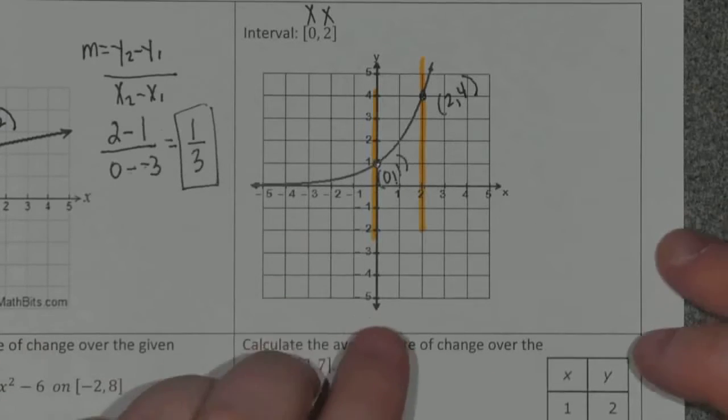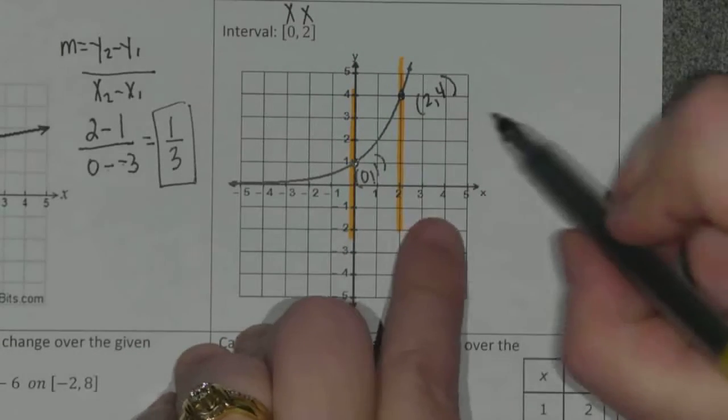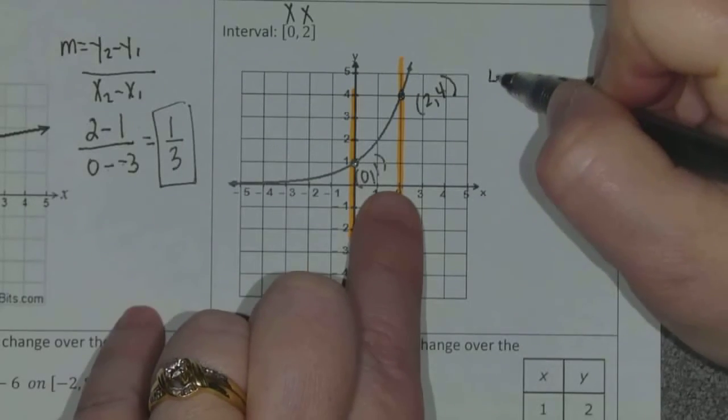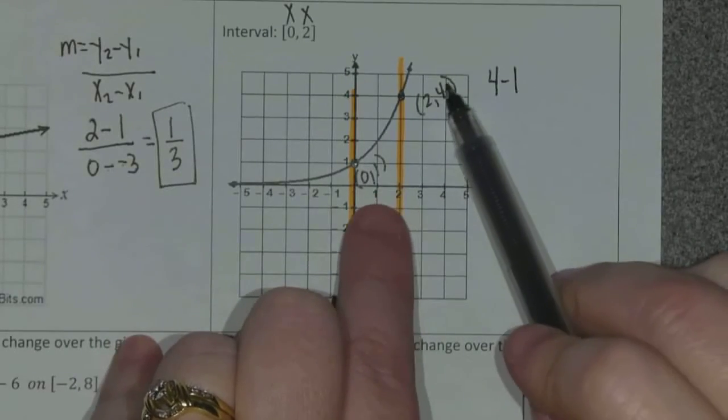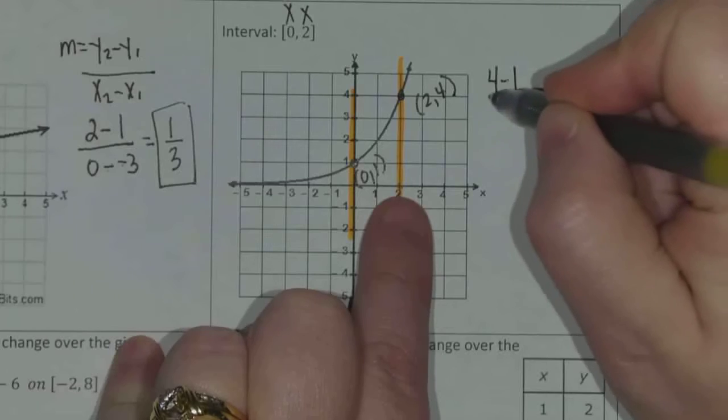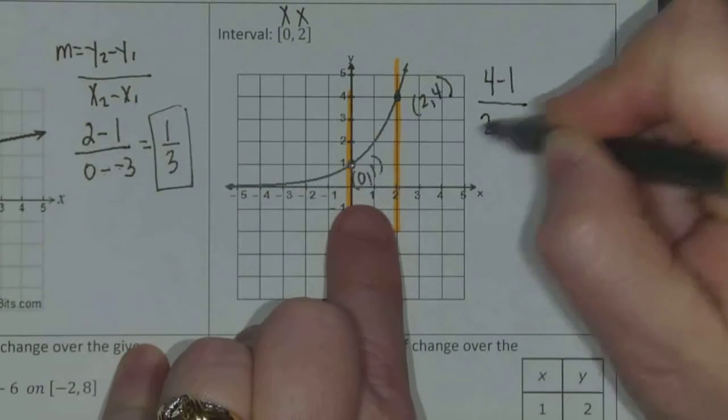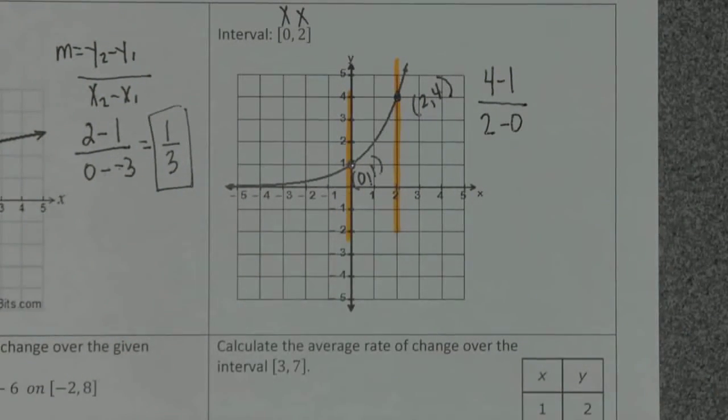Now that I have those ordered pairs, I can plug them into my rate of change formula, which is the same as the slope formula. So you do 4 minus 1, because you do your y minus your y, over your x minus your x. Is everybody okay with where I got those numbers from?